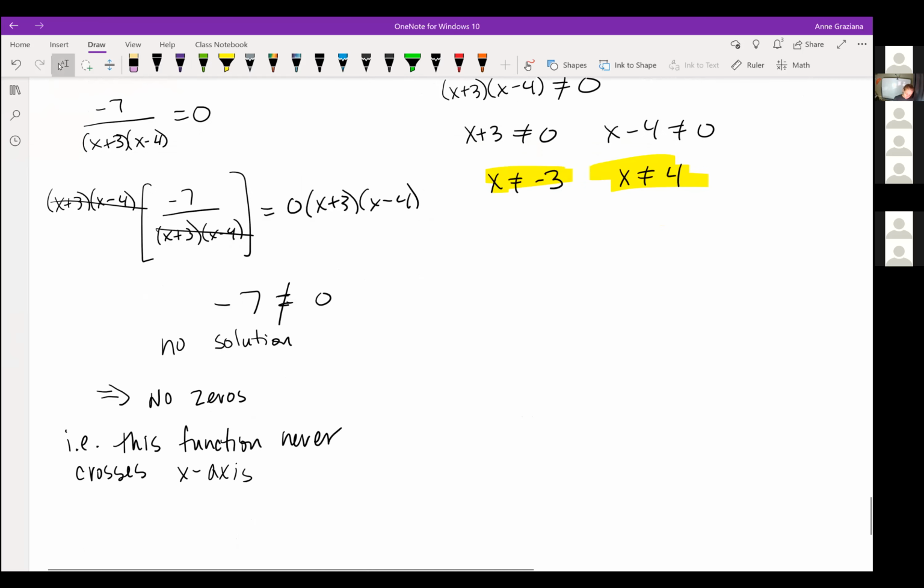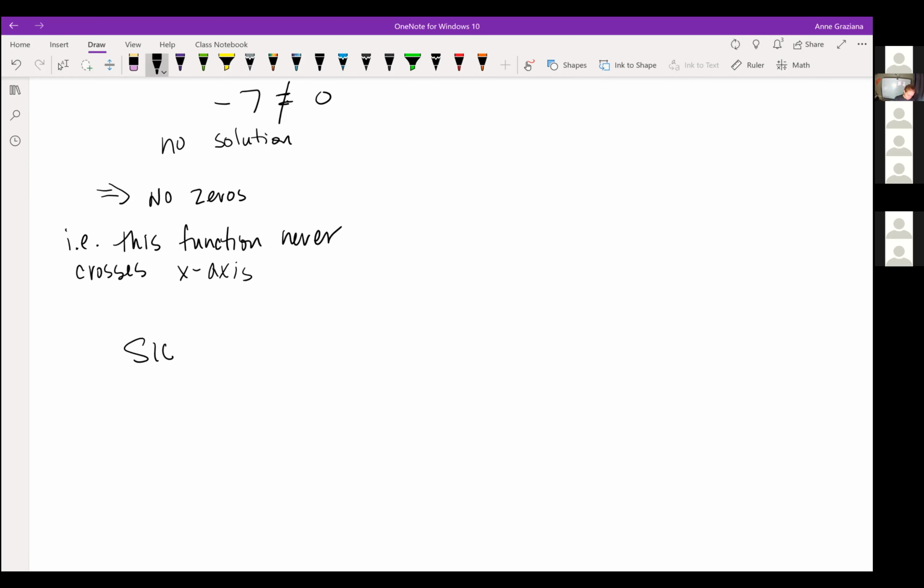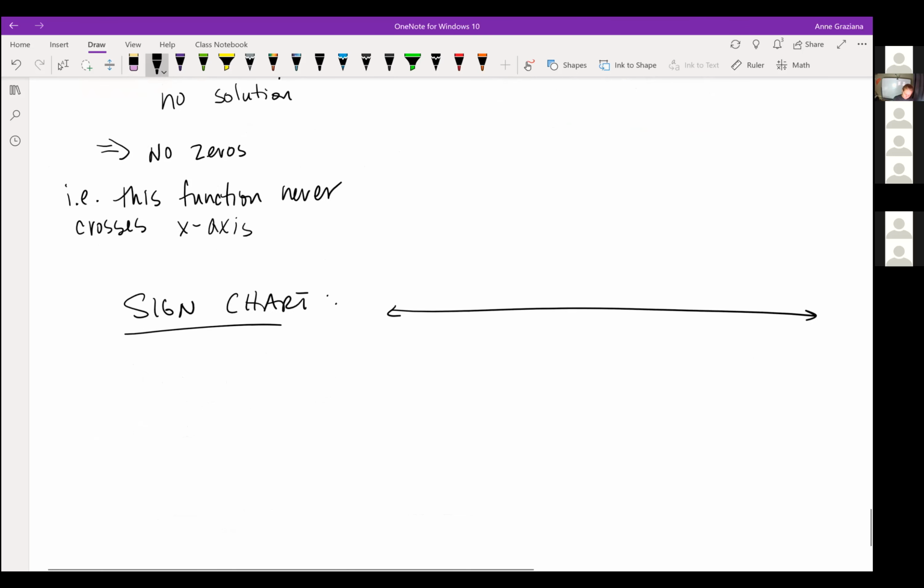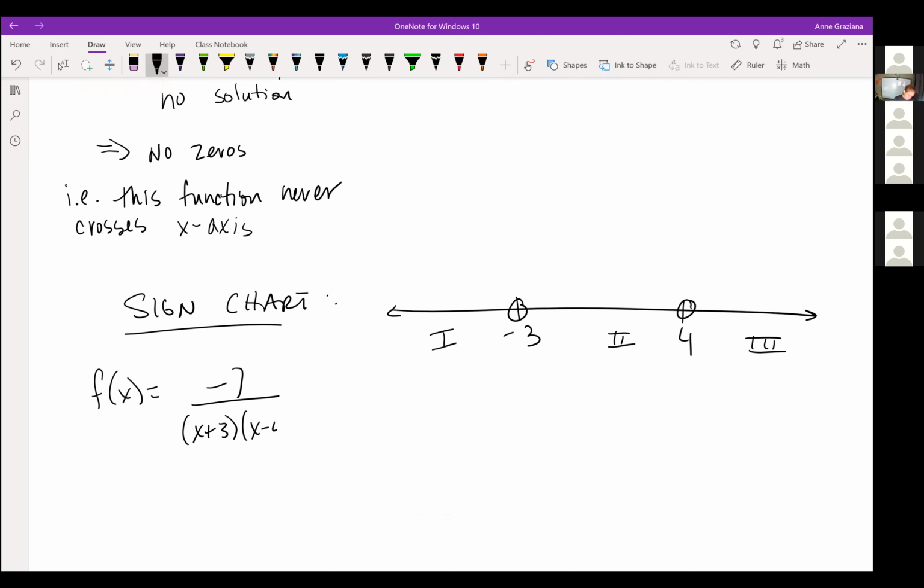Okay. So I'm going to put my sign chart here. And I just like to go down. So let's go down here, sign chart. All right, -3 and 4. And since they're both undefines, I'm going to put open circles. And we have 3 regions to check. Now, this is where it's helpful to leave this factored, especially. Well, it helped because I didn't have to refactor it to find the undefines.